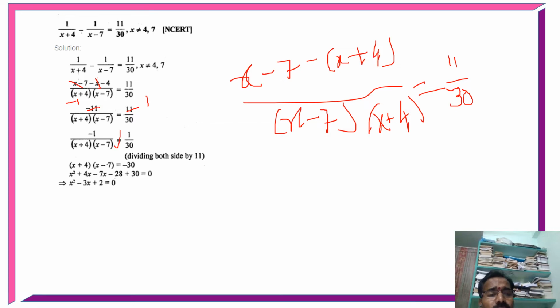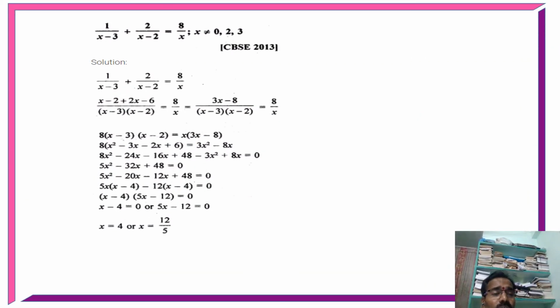So after doing cross multiplication, we have x plus 4 into x minus 7 equal to 0. After simplification, we got a quadratic equation: x square minus 3x plus 2 equal to 0. After applying the split middle term method or the quadratic formula, you get the value of x. And the same process, students. In a similar model, we take the LCM, simplify whatever is possible, do cross multiplication and simplify it. We get a quadratic equation. After that, apply the split middle term method or else the quadratic formula.